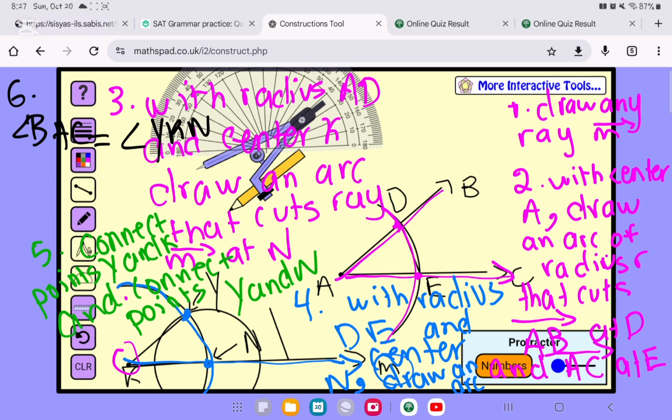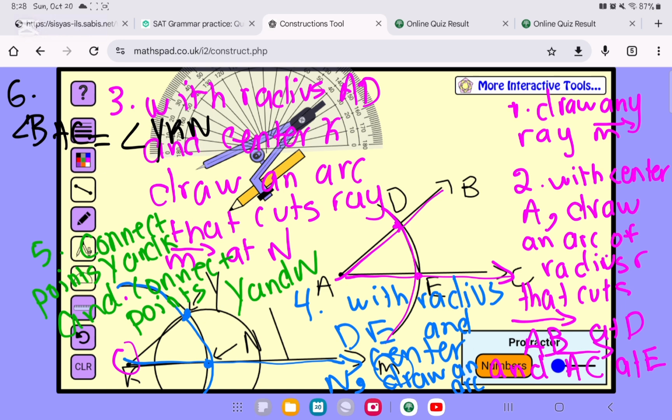Arbitrary radius, a radius that we don't know, a random radius R, that cuts the ray AB at D and the ray AC at E. The third step we're gonna do is that with radius AD and center K, we're gonna draw an arc that cuts the ray KM at point N. Now the fourth step we're gonna do is that with the radius DE and center N, we're gonna draw an arc that cuts the initial arc at point Y.